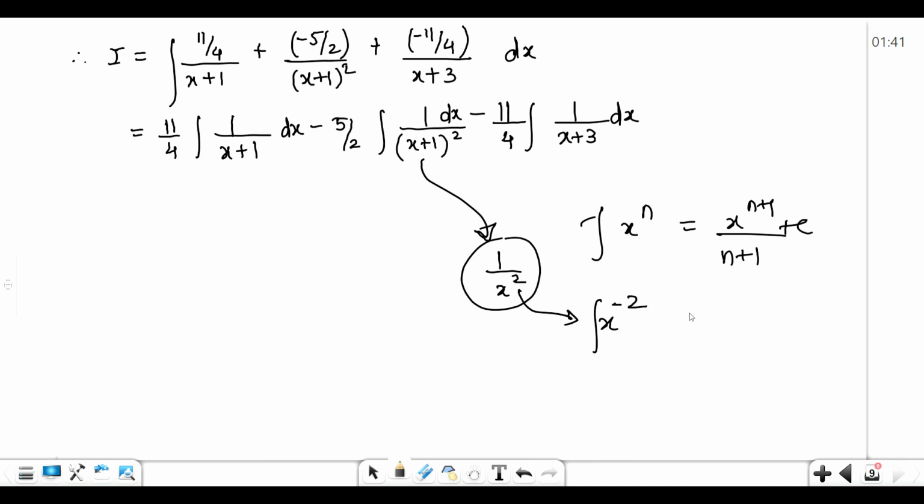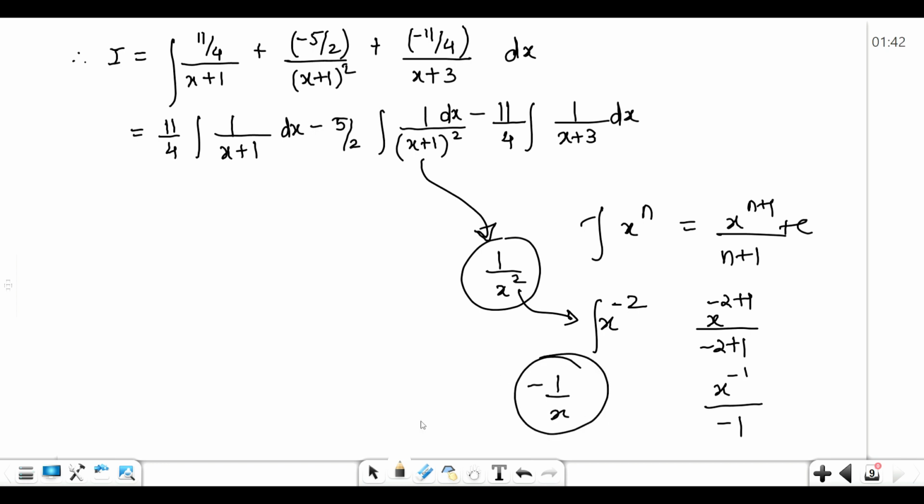So when we integrate this, we get x to the power minus 2 plus 1 upon minus 2 plus 1. That gives you x to the power minus 1 upon minus 1. So that is nothing but minus 1 upon x. Okay, but instead of x we have x plus 1, so that will be minus 1 upon x plus 1. This is how we can calculate it. So I'll just rub this out.